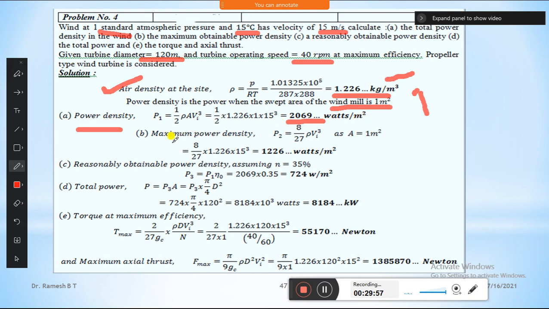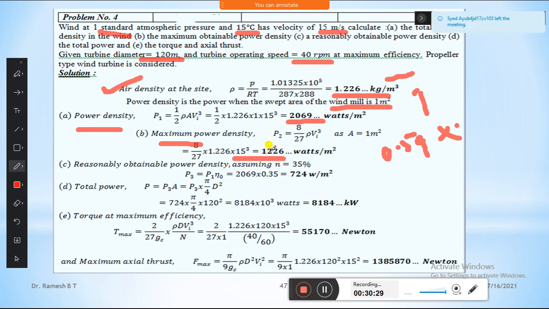Third thing is the maximum efficiency according to Betz. Maximum efficiency means according to Betz, you take 0.59 into the obtained power density, that is 2069. Or else you can directly take 8 by 27 rho Vi cube into A, where A is 1. By substituting all the data you will get the final value of 1226 watt per meter square. Actually we need 2069, but the maximum obtained power is 1226.